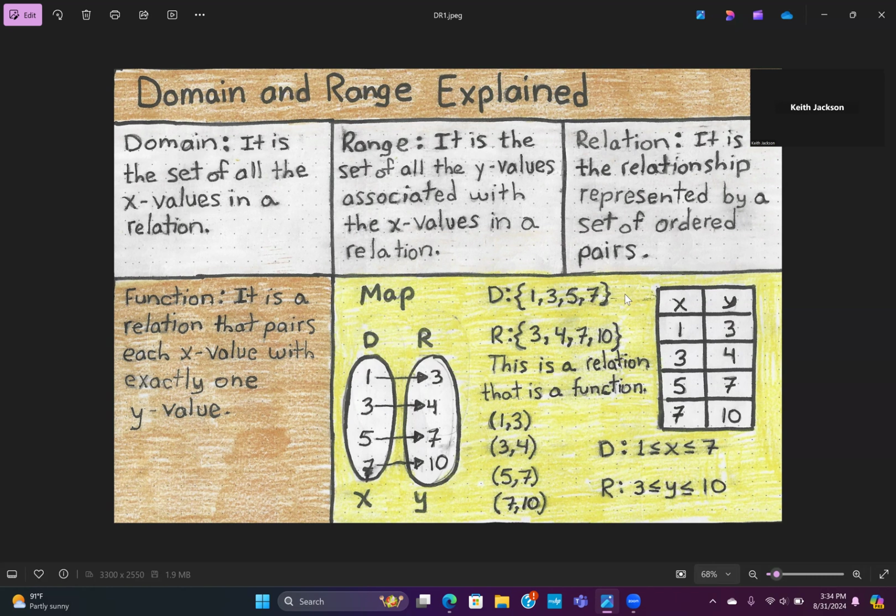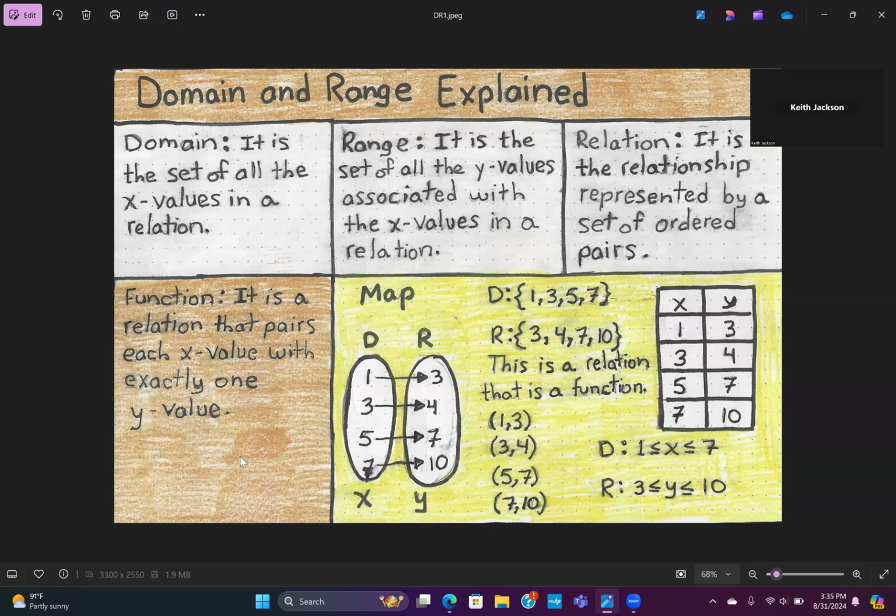Right now, it's an introductory video, which will familiarize us with the terms that we're going to be using from here on out, especially as it relates to this particular concept. And so let's start with domain. Domain is the set of all x values in a relation. The range is the set of all y values associated with the x values in a relation. And the relation is the relationship represented by a set of ordered pairs.